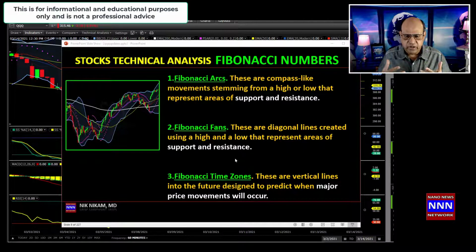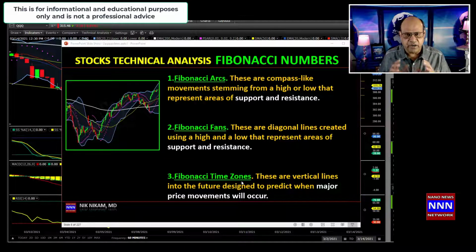Fibonacci Arcs. They kind of fan off like this, and they give the support and resistance levels. Similarly, Fibonacci fans is another way of displaying these Fibonacci numbers, which will help to display the support and resistance levels. Fibonacci time zones. Time zones are extremely important.